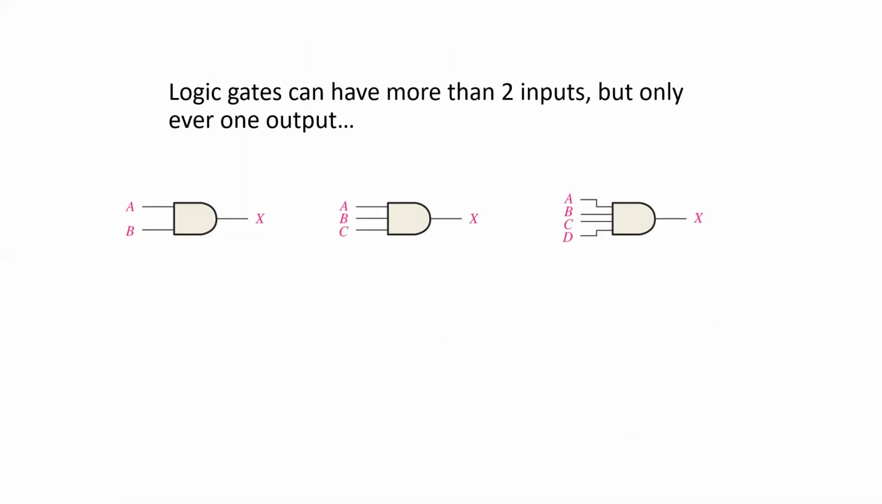Logic gates can have more than 2 inputs, but only ever 1 output. And so below you can see the different combinations that could potentially occur on this type of logic gate.